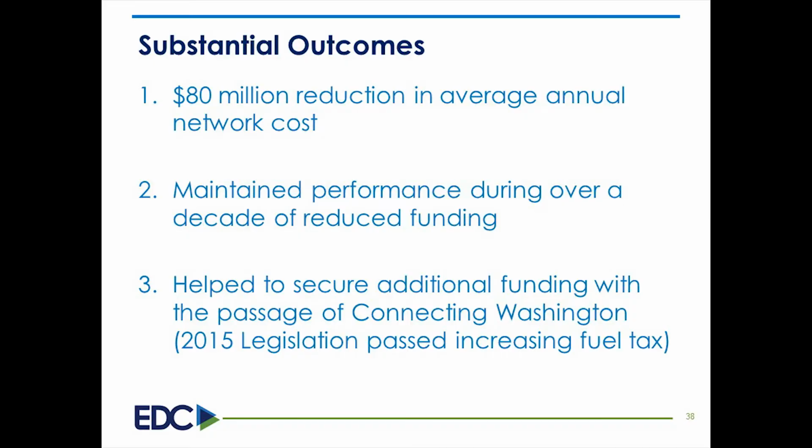So in summary, the outcomes that we've had from these different strategies is we can see that we've reduced our needs about $80 million per year as a result of a number of these different strategies, and we were able to maintain this acceptable level.